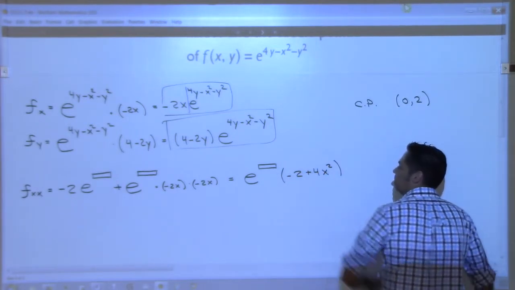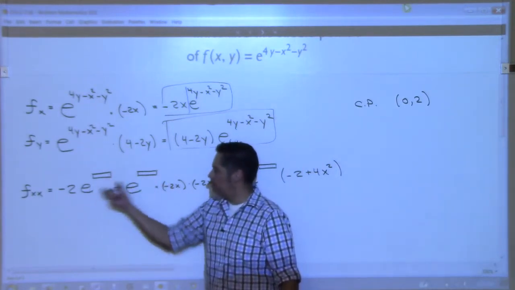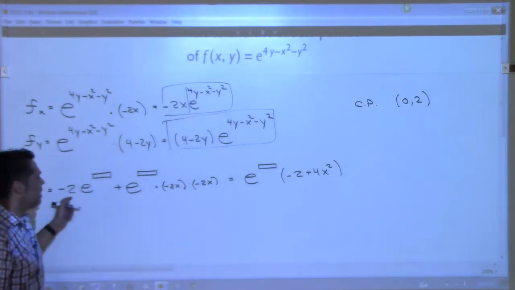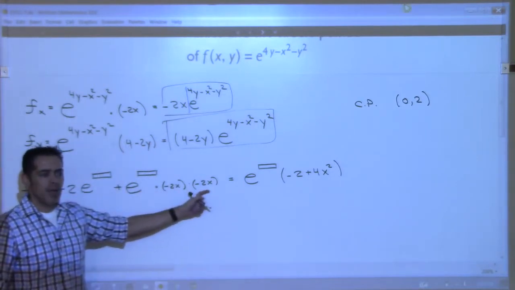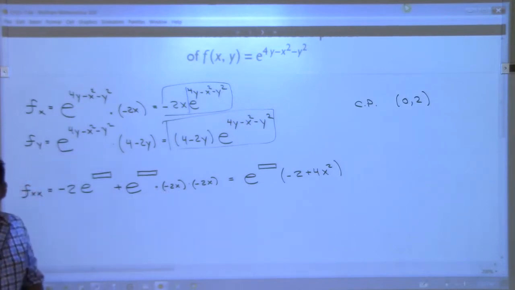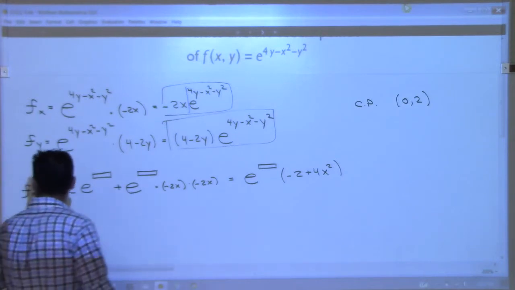So what did I do there? Factor out the e. These both had e to the junk, or e to the crap, in them, right? So we pulled that out, and we were left with the negative 2 here, and then when we put those two together, we got 4x squared. That's not so bad because I feel like I can work with that. Do you? All right, what about fyy?